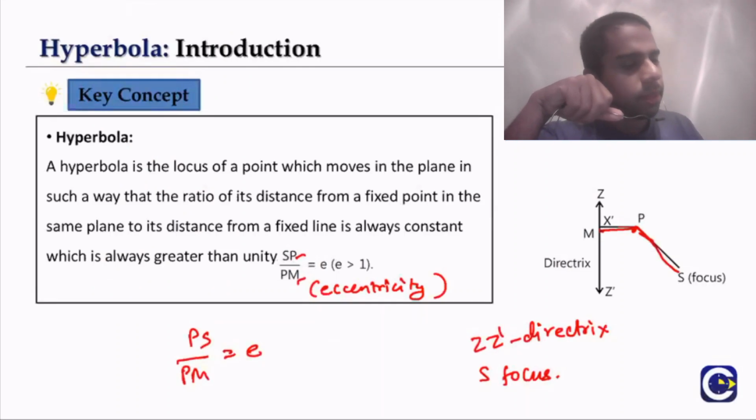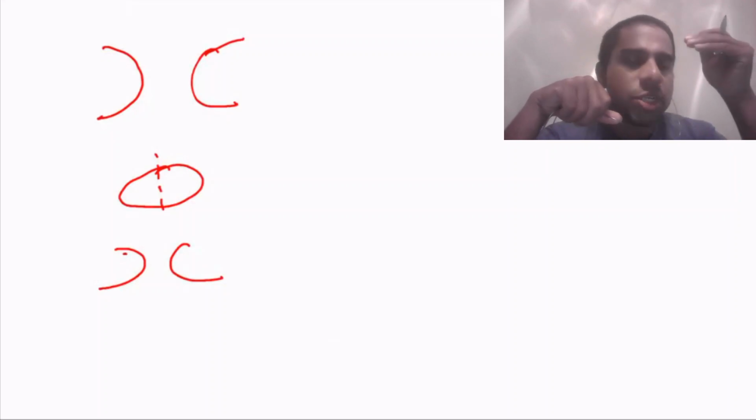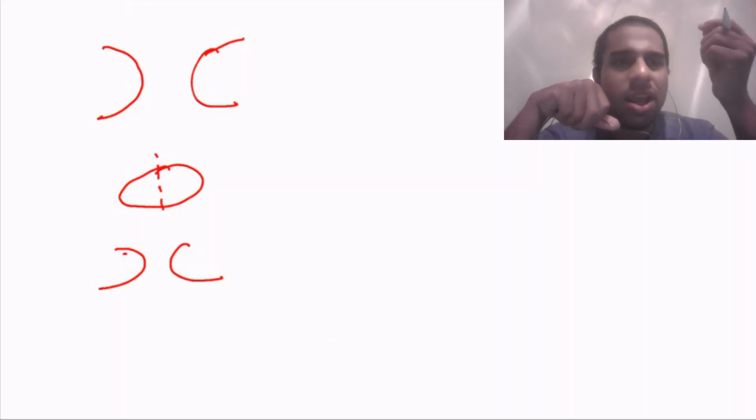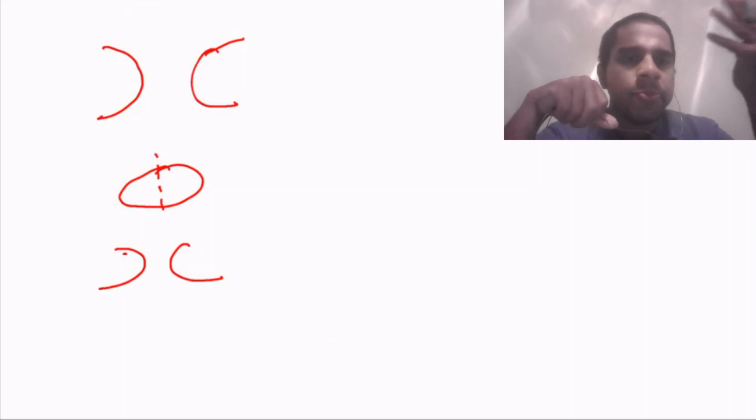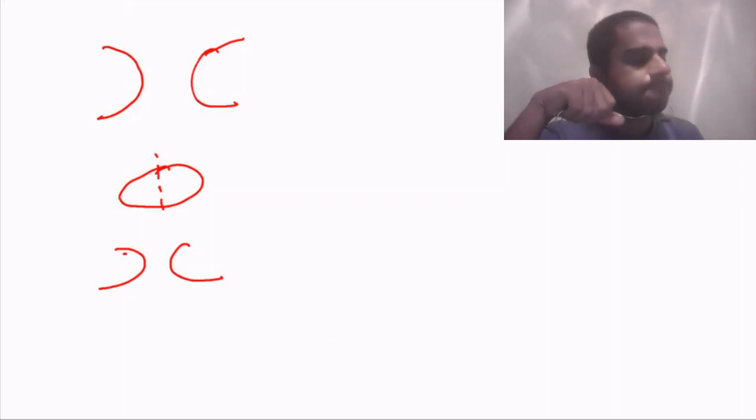The ratio of its distance from the fixed point in the same plane to its distance from the fixed line is always constant. In an ellipse also, the same definition was there with one small twist. The ratio is always less than 1. Here, the ratio is always greater than 1. When the ratio of the distance between the point on the curve and the fixed point, and the line, is greater than 1, it results in a hyperbola. We'll make more sense of it.